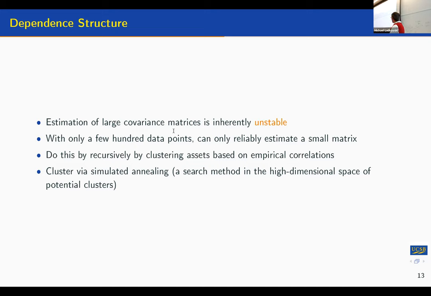Depending on what kind of context you have, there are different tools to attack it. And so we came up with this clustering approach, where instead of having to estimate one large covariance matrix, we recursively estimate small submatrices and then patch them all together, hierarchically. This is actually done using simulated annealing, which is an optimization search method in the space of these potential clusters, which tries to find the best clustering that gives you a good way to patch those things together. So this is the statistical contribution of this piece of the project. At least parts of this are new in the literature.